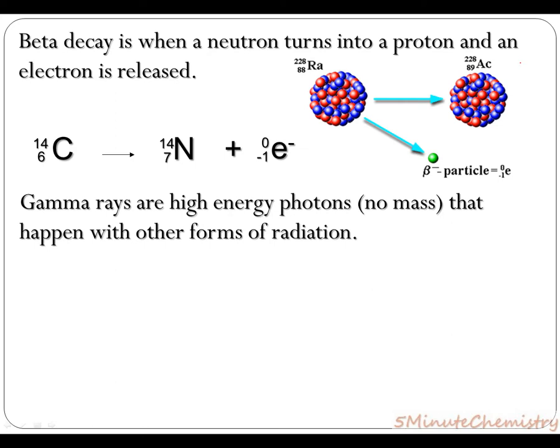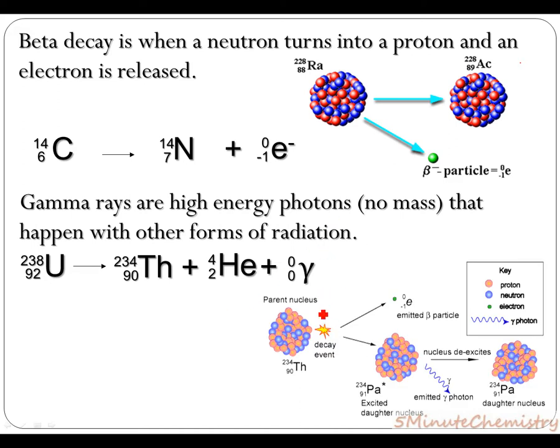Gamma rays are high energy photons. They have no mass, very high energy but no mass. And these happen with other forms of radiation typically. So here's one look at that. You've got uranium-238. Now this splits in alpha decay, but in addition to the alpha decay, we also see some gamma radiation being shot off. You will notice though, we do have a preservation of the mass approximately, and then our charge, 92 gives 90 and the 2.